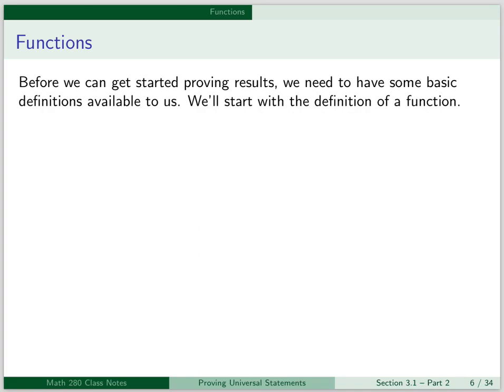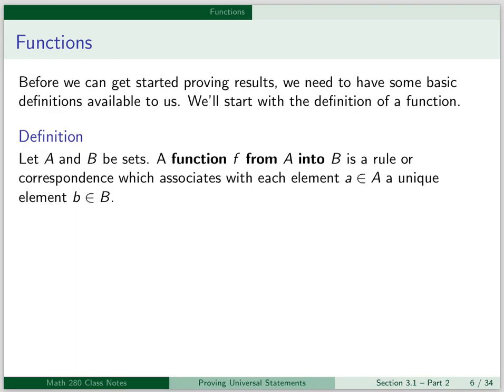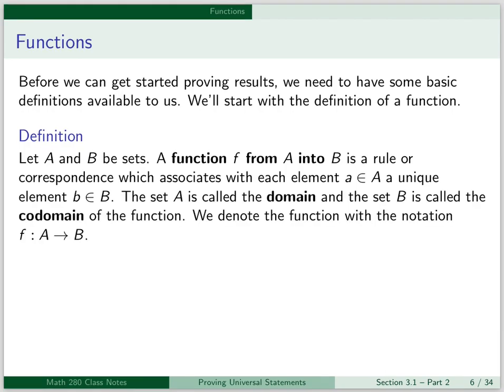Before we can get started proving results, we need to have some basic definitions available to us. We'll start with the definition of a function. So for our definition, let A and B be sets. A function f from A into B is a rule or correspondence which associates with each element a in A a unique element b in B. The set A is called the domain, and the set B is called the codomain of the function. And we denote the function with the notation shown, f colon A arrow B.